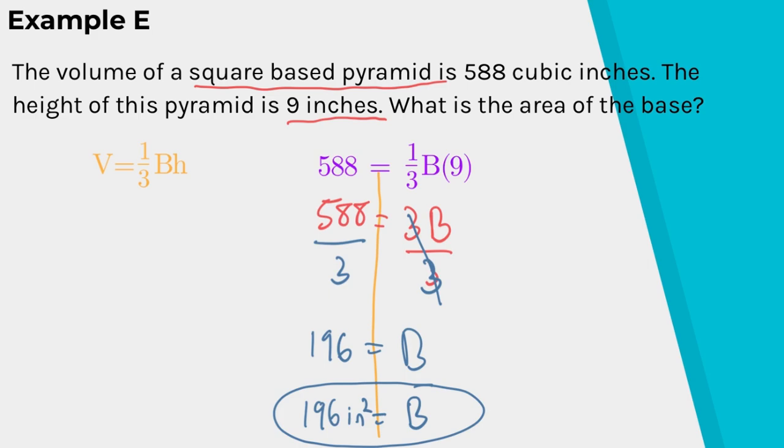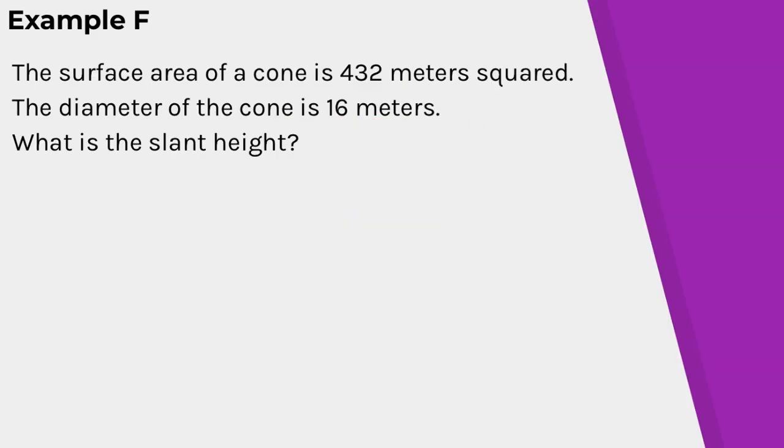Now let's go ahead and take a look at the last example. So here in example F, it says the surface area of the cone is 432 meters squared. The diameter of the cone is 16 meters. What is the slant height? So again, we're missing a piece of our formula, but we've been given the surface area. So they told us that the surface area in this case is going to be 432.